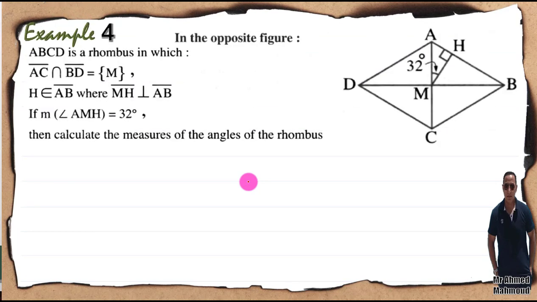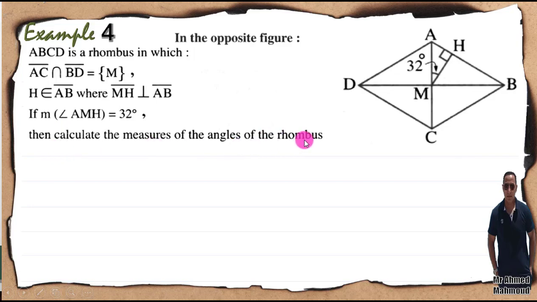In this example, we have ABCD, a rhombus in which AC intersects BD at M. Okay, the intersection of the diagonals is M. H belongs to AB such that MH is perpendicular to AB. MH perpendicular to AB means here we have a 90 degree angle. Calculate the measures of the angles of the rhombus.